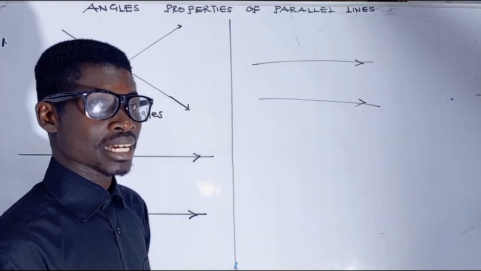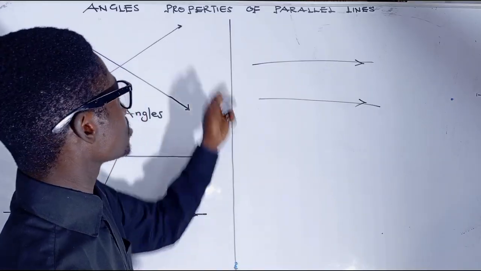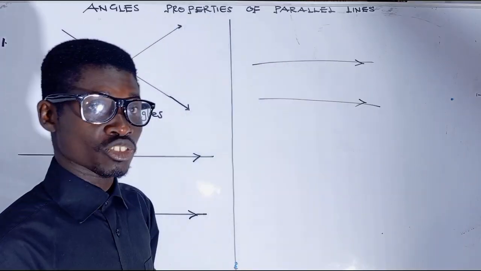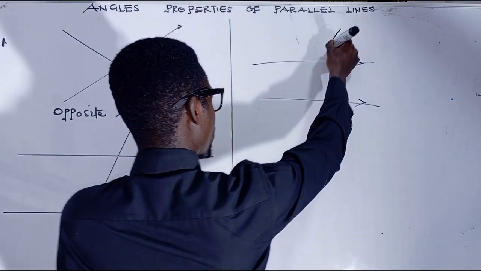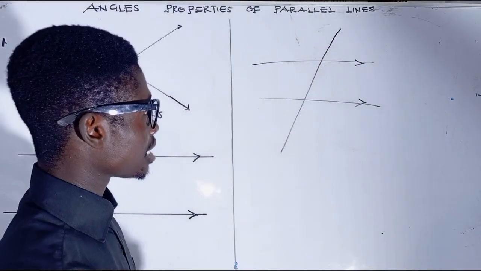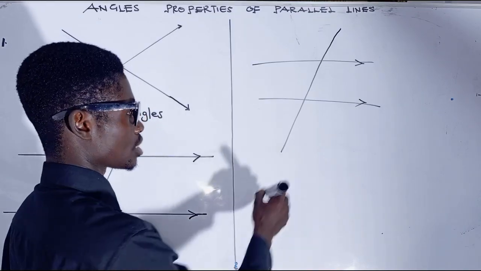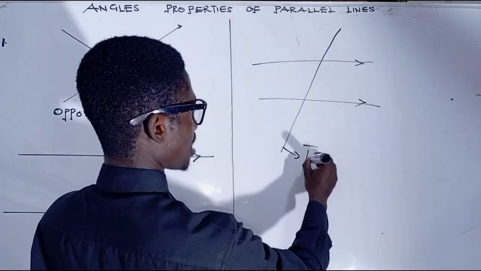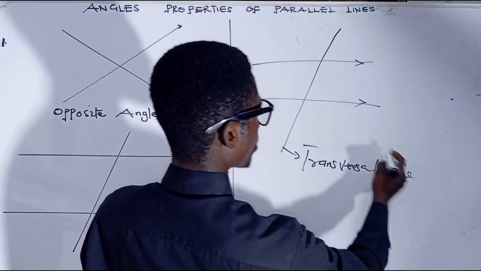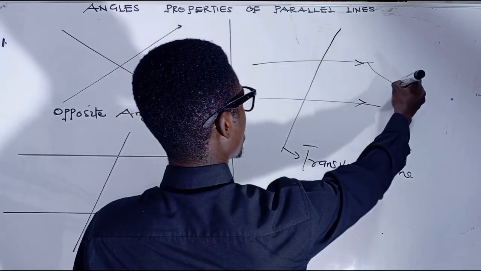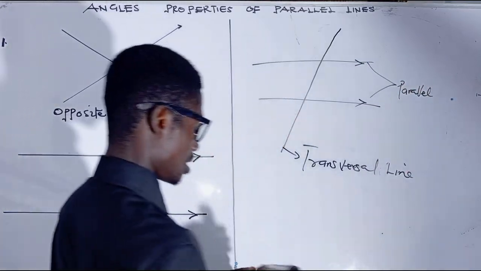When these two parallel lines are being intersected by a transversal line, we can obtain the angle properties of parallel lines. So let's draw our slanted line. So this slanted line is called the transversal line. It's called what? The transversal line. And then these two lines are called what? The parallel lines. They are called the parallel lines.